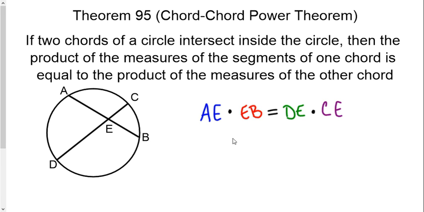What this states is that if two chords of a circle intersect inside the circle, then the product of the measures of the segments of one chord is equal to the product of the measures of the other chord. So that was a mouthful.